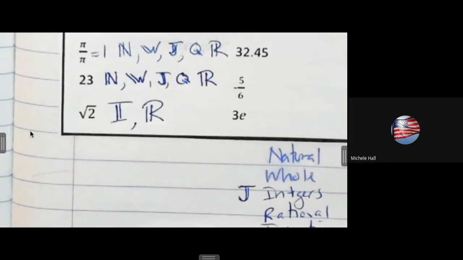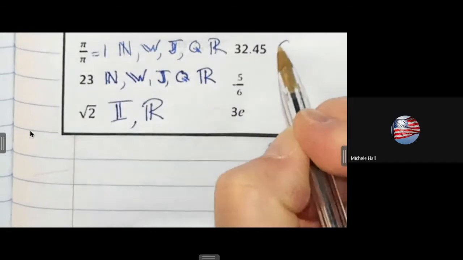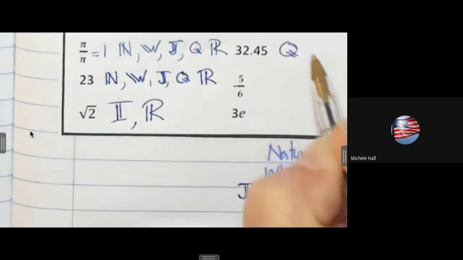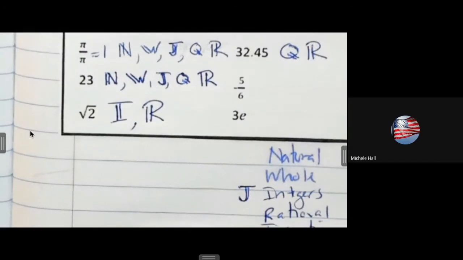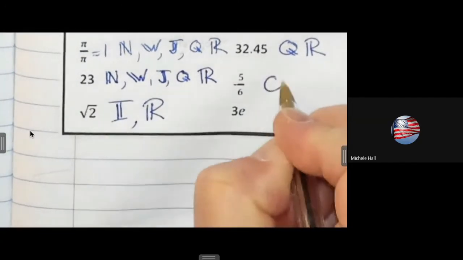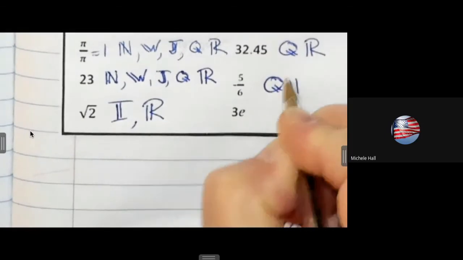What about 32 and 45 hundredths? Where's the very first place that you would see 32 and 45 hundredths? Rationals is the first place that you see it. And yes, it's a part of the reals. What about 5/6? Where's the very first place you see that? Again, that would be rationals. And yes, it's a real number.